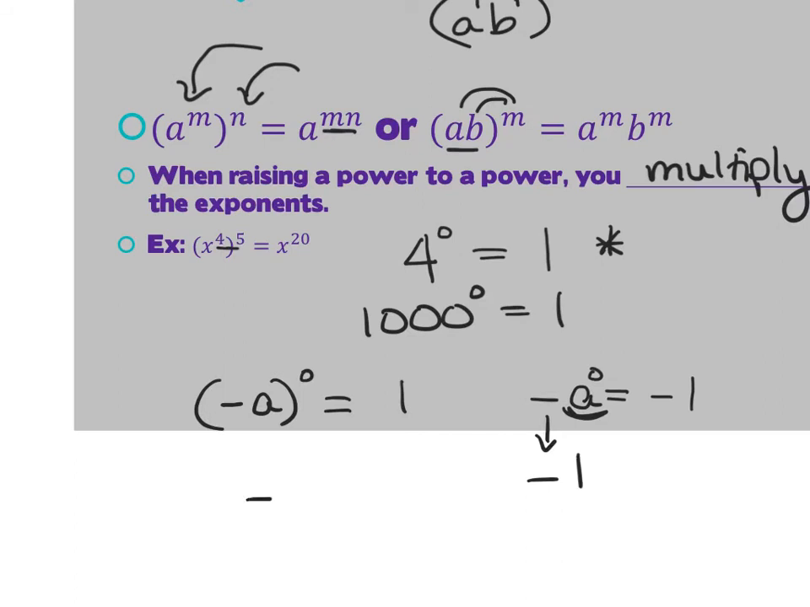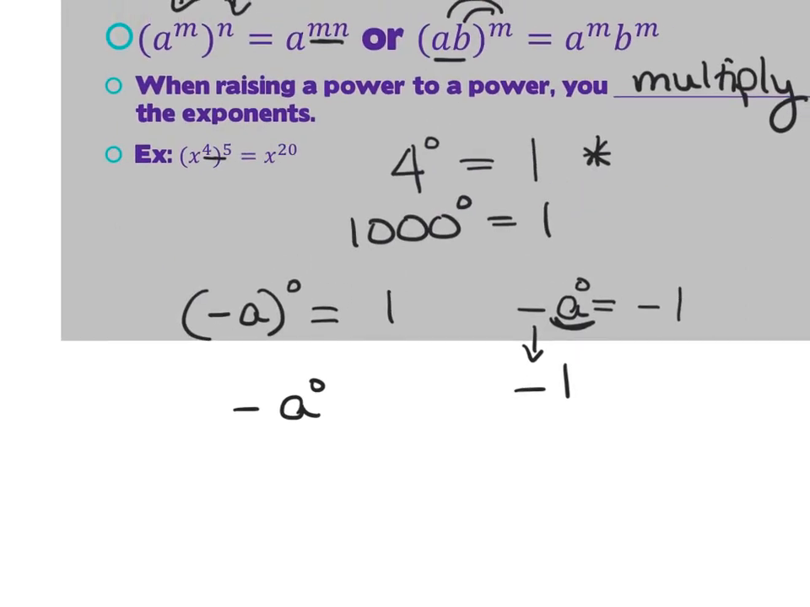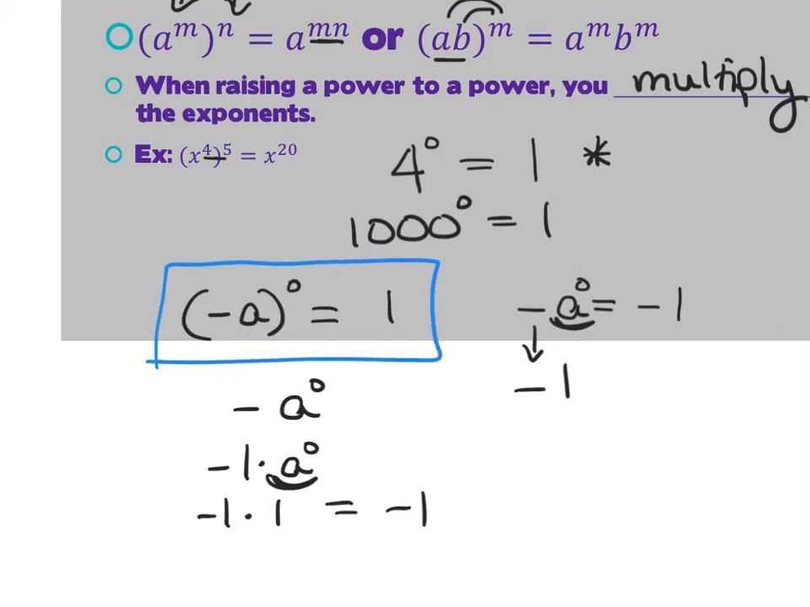You could also think of it as negative a to the 0. You could think of this as being a negative 1 in front times an a to the 0, and then this becomes negative 1. This part becomes 1, and that's how it becomes a negative 1. So if there is a parenthesis around a negative number, and it's raised to the 0 power, the answer is 1. But if there's no parentheses around it, the answer is negative 1.